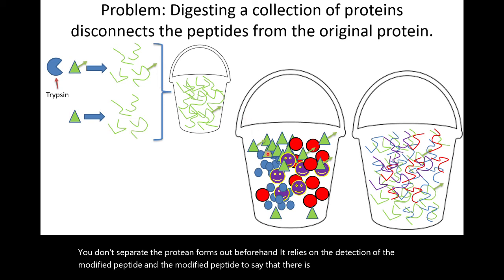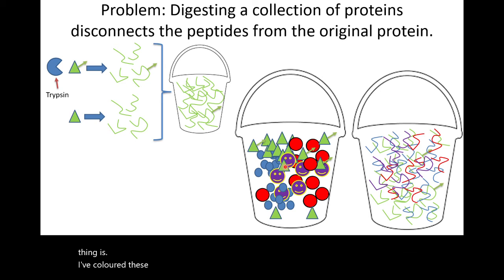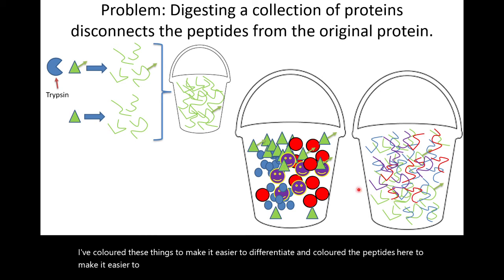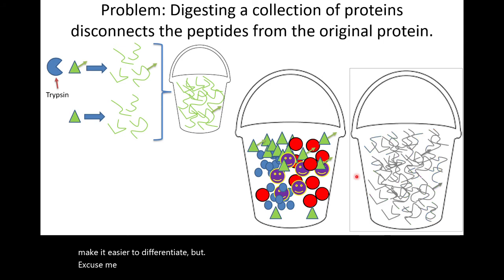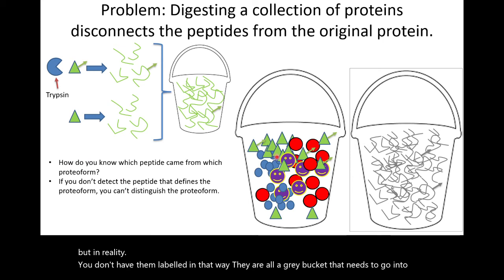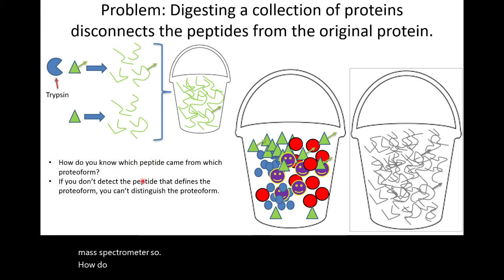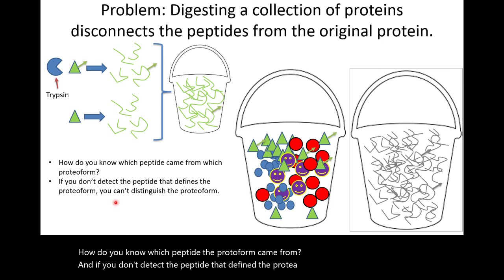The other thing is, I've colored the peptides here to make it easier to differentiate, but in reality you don't have them labeled in that way. They're all a grey bucket that needs to go into the mass spectrometer. So how do you know which peptide the proteoform came from? And if you don't detect the peptide that defined the proteoform, you can't actually distinguish that the different proteoforms are there.